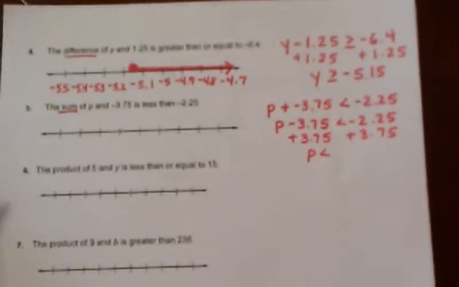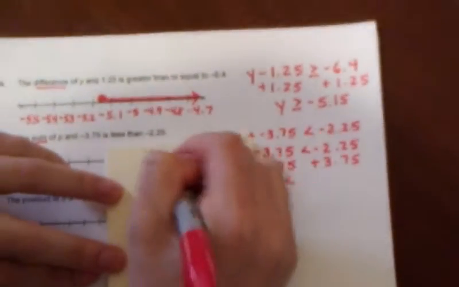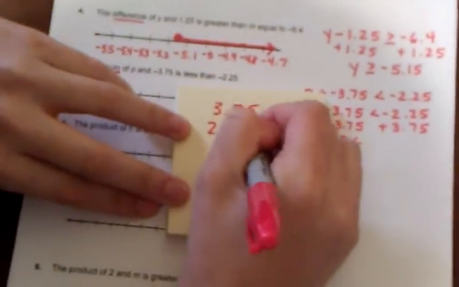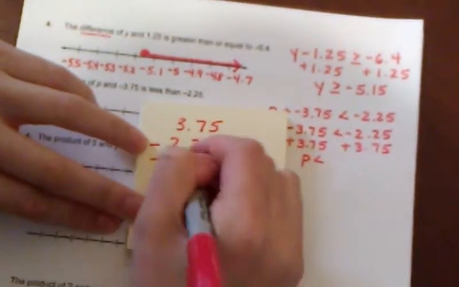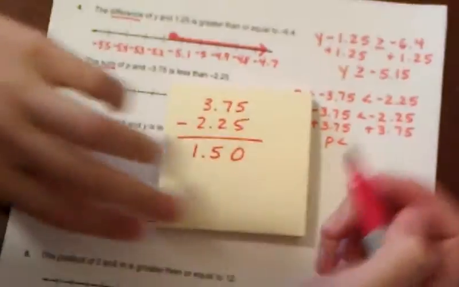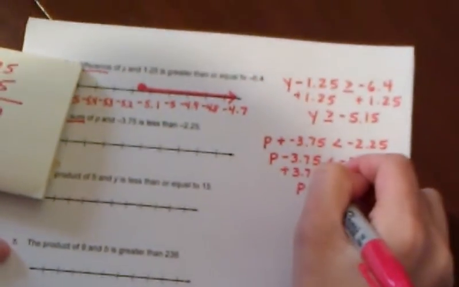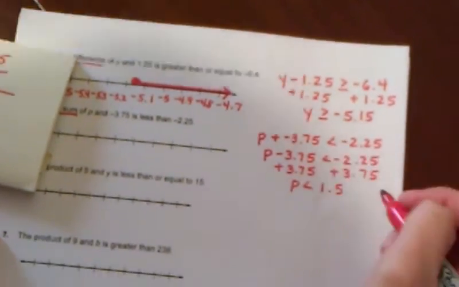Once again, I use scratch paper to work with the integers. Since they're different signs, I have to subtract them. Okay, and I keep the sign of the larger number. In this case, 3.75 has a larger absolute value, so it's going to be 1.5.